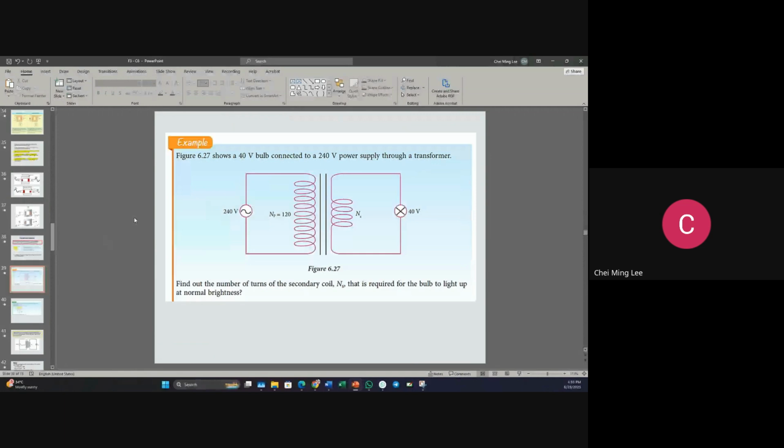So you see, for this one, the figure shows a 40 watt bulb connected to a 240 volt power supply through a transformer. So find out the number of turns of the secondary coil that is required for the bulb to light up at normal brightness. So try to calculate this one.